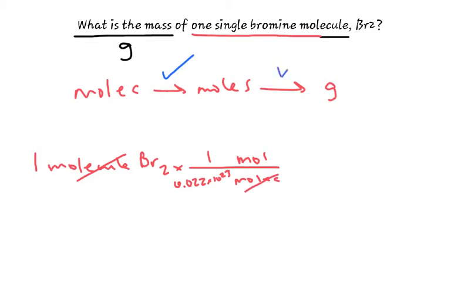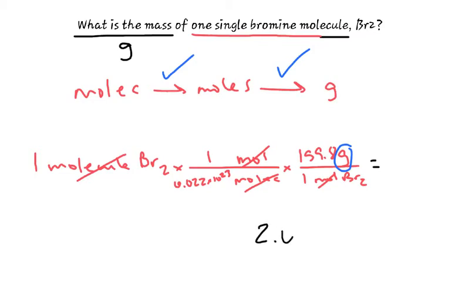Once we're in moles, we can then go from moles to grams using the molar mass of whatever we're looking at. In this example, we're looking at bromine, Br2. So 1 mole of Br2 has a mass of 159.8 grams. The moles will cancel out, and now we will be left in grams, which is what we want. So now all we have to do is multiply through. So our answer is 2.654 times 10 to the negative 22nd grams.